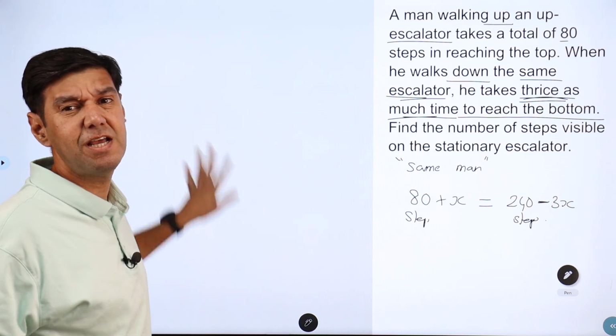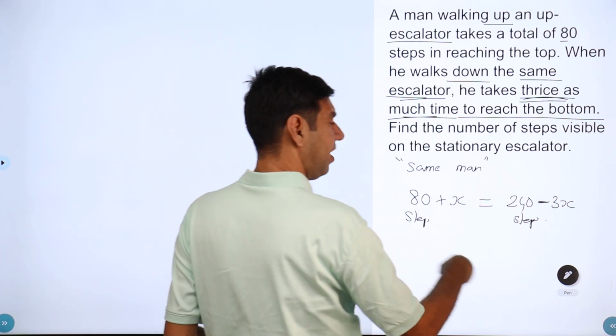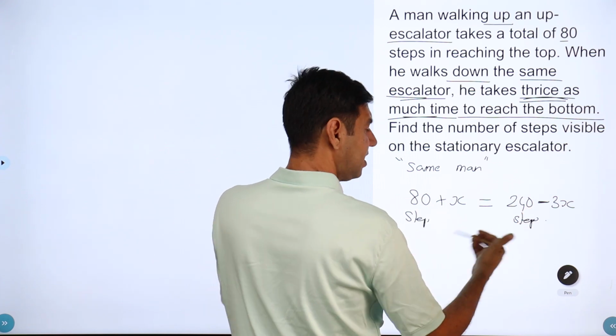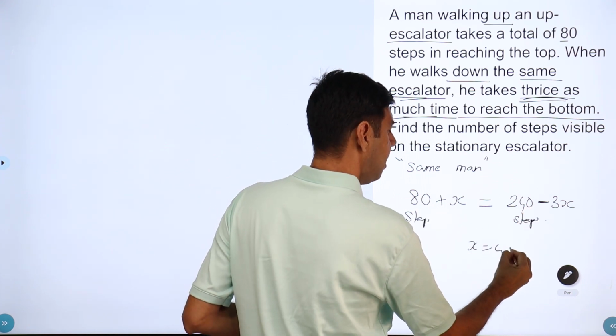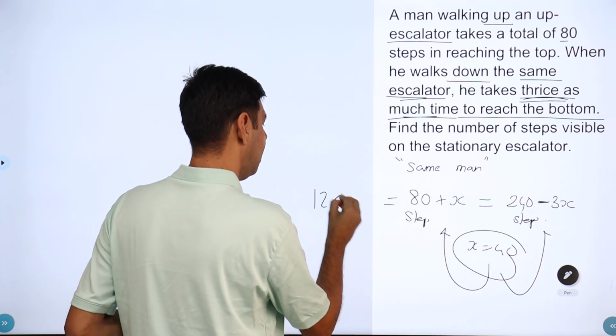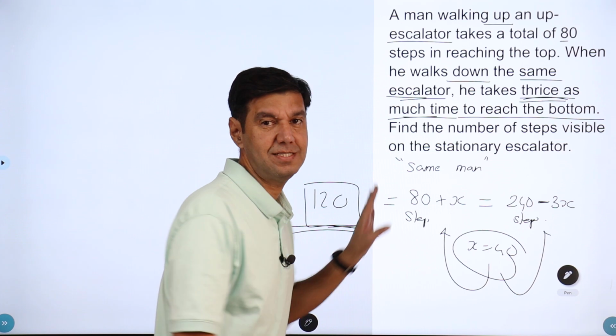You're not going to write that framework, as I told you. If you had done it, it would have been so simple. 4x here, this goes, there's 160, x is equal to 40. Plug x equal to 40 either here or here, and the answer is 120 steps. As straight as that, students.